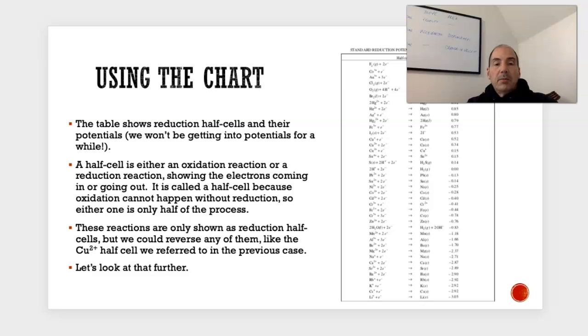All right, so again, this chart is just a means of reading off for strengths. The higher up it is, the better it is at being reduced. The lower it is, the better it is at being oxidized. So let's use that to talk about another example.